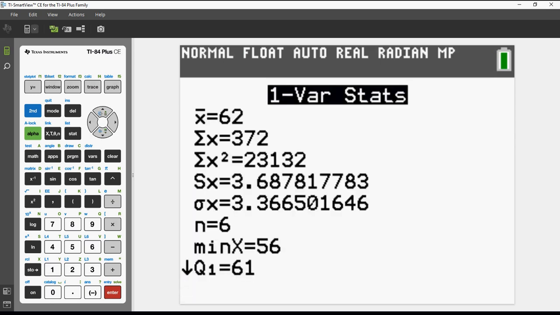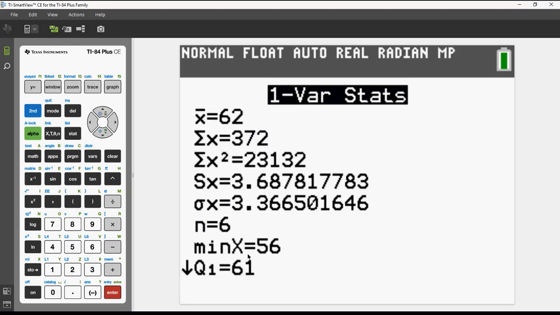Where is the mean on here? The X bar right up at the top. This guy right here, that's the mean. Nope, SX is something else. What is the SX? That's the standard deviation. Let's also talk about what else you see on the screen.